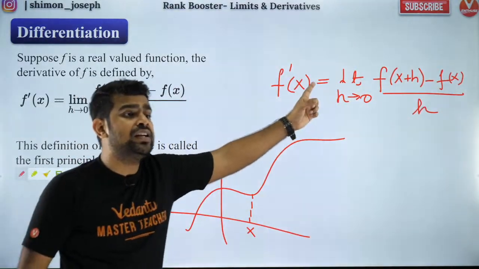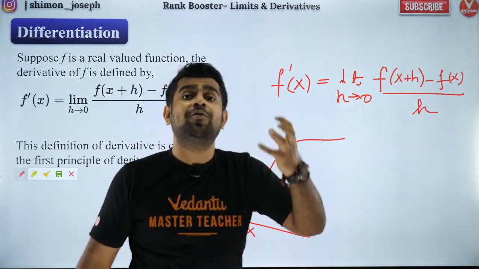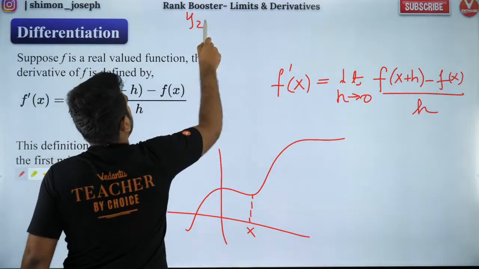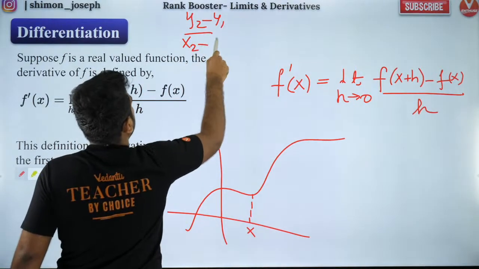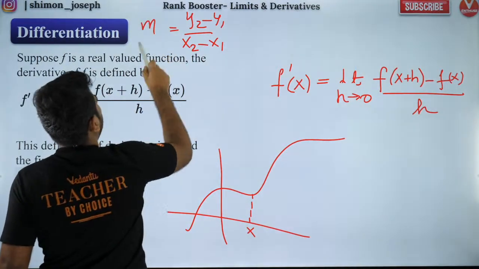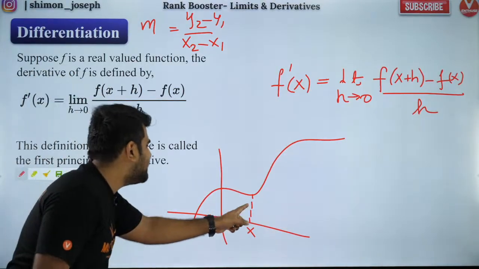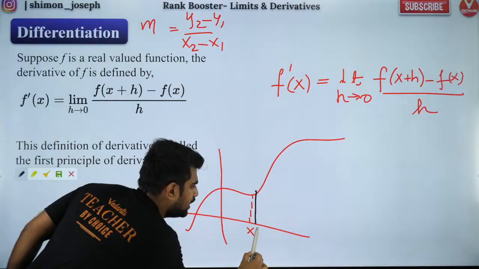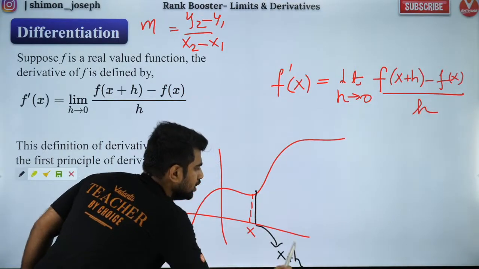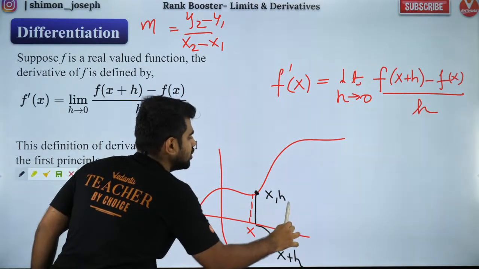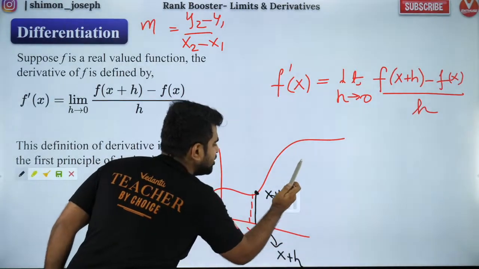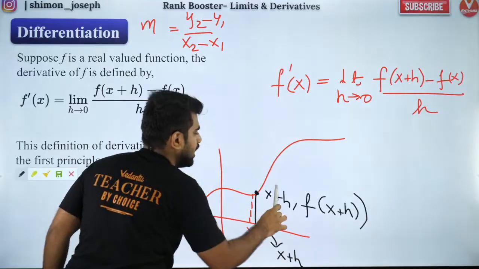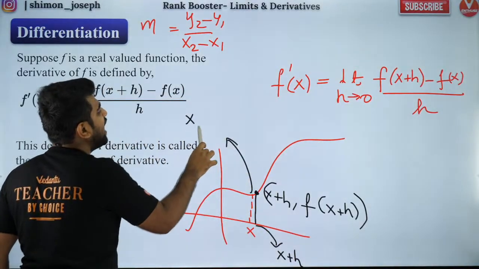So how is it coming? Derivative is nothing but the slope of tangent. What is slope, my dear students? Slope is nothing but y2 minus y1 by x2 minus x1. Do you all agree with me? This is the slope of any point. So if I take a point very close to this, let's call this point x plus h. So this point will be x plus h, comma, f of x plus h. And this point will be what? x comma f of x.